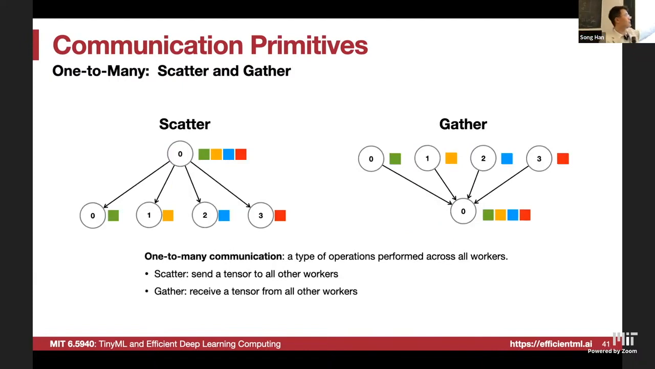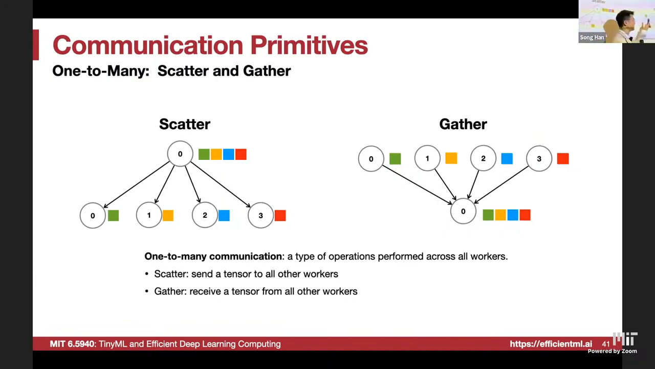Okay? So you have one node, you have 4 pieces of data: the green one, yellow one, blue one, red one. And the scatter is basically saying send the first one to node 0, the second one to node 1, third one to node 2, the last one to node 3. So this is one-to-many communication. One initiates the communication, and then it gets broadcasted, gets scattered to many different workers.